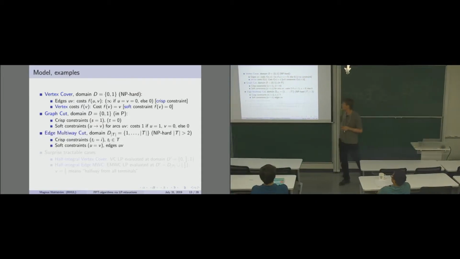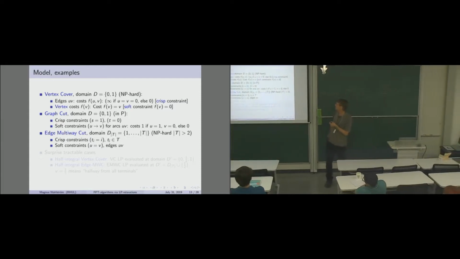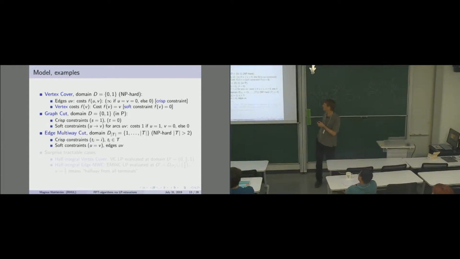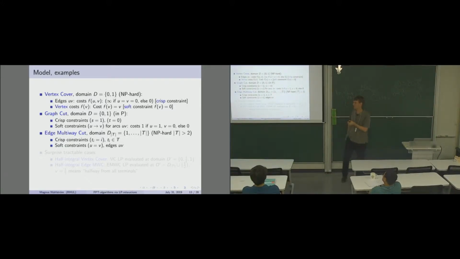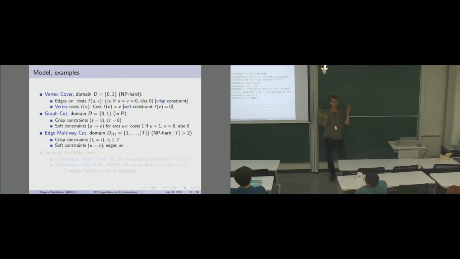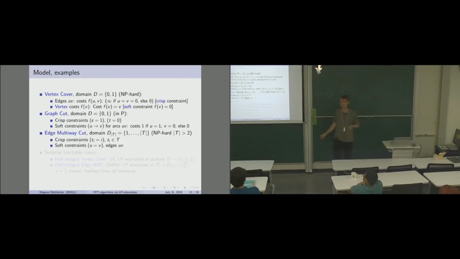The edge multiway cut version, well, you can do it by a larger domain, 1 through t, and just say you have crisp assignments, and you have soft equality. Vertices want to stay together. You have to pay for every edge if they're not.